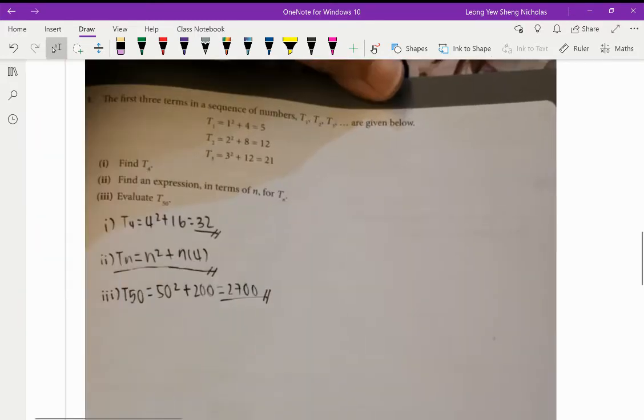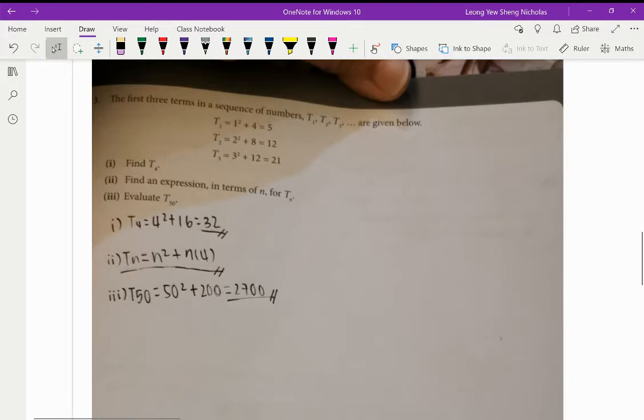So for this question here, the first part asks you to find out what is term number 4. Before you can find out term number 4, you need to find out what is the rule first, or what is the pattern.